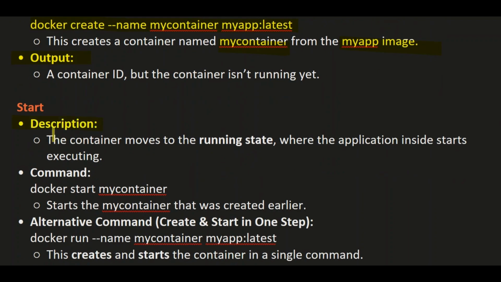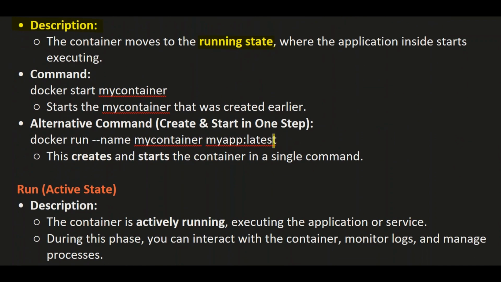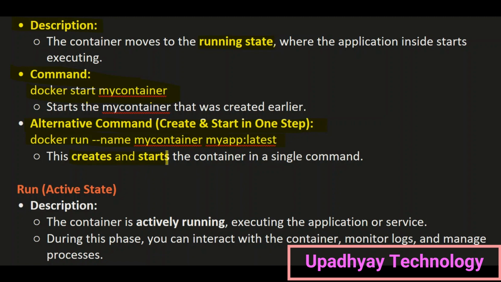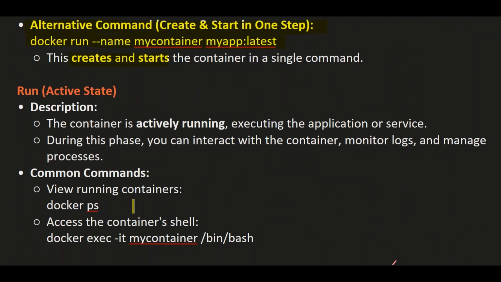Start. Description: the container moves to the running state, where the application inside starts executing. Command: docker start mycontainer. Starts the mycontainer that was created earlier. Alternative command, create and start in one step: docker run --name mycontainer myapp:latest. This creates and starts the container in a single command.